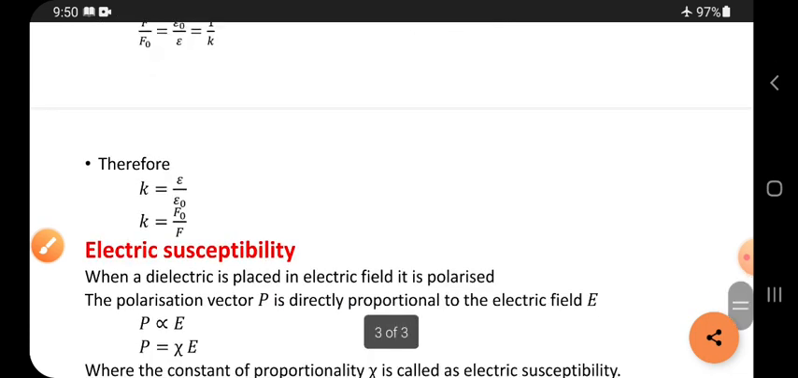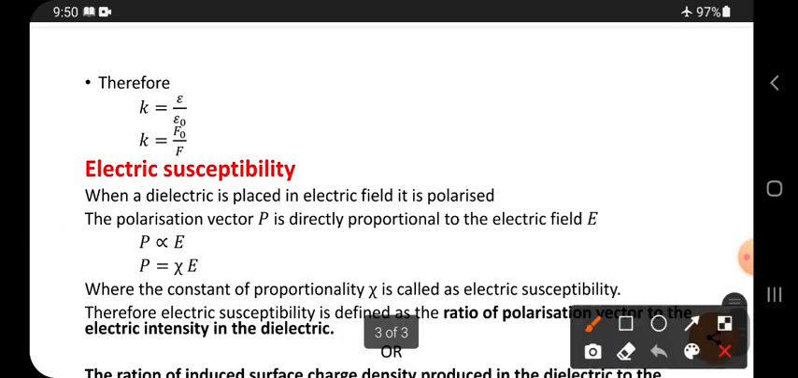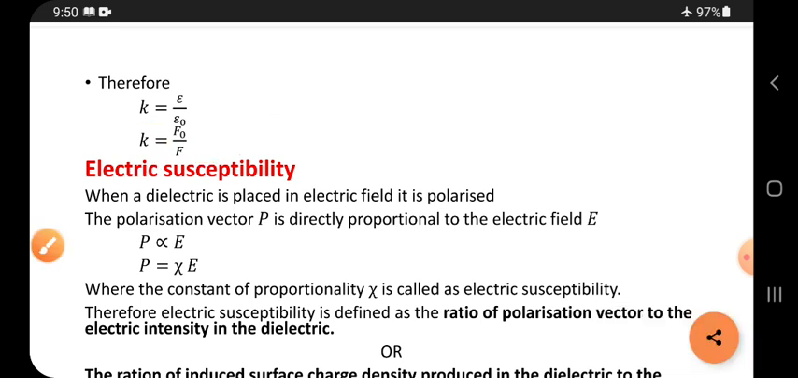Like this also we define the ratio of permittivity in medium to permittivity in free space. Here the word "by" indicates division. Next, the ratio of force in free space to force in medium is also called the dielectric constant. So like this many definitions are there, and in terms of electric field also we can define.